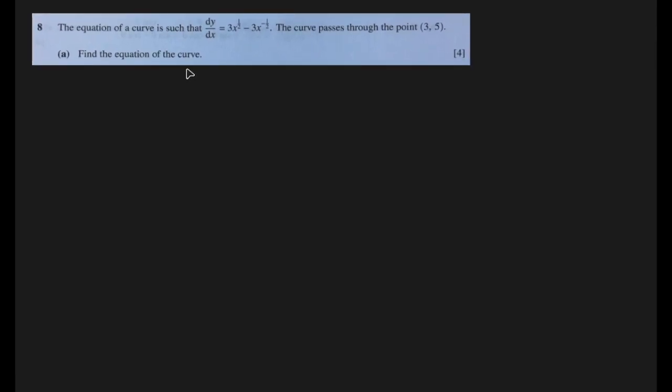Equation of a curve is such that the first derivative is this. The curve passes through (3, 5). Find the equation of the curve. Straightforward. So what will we do?